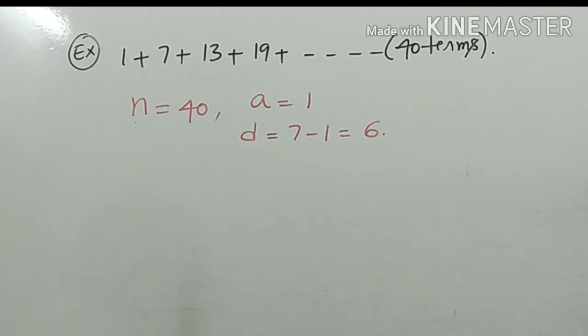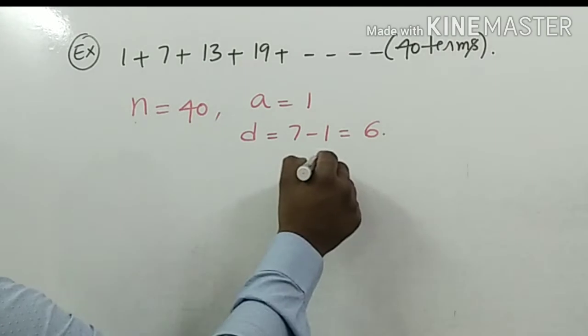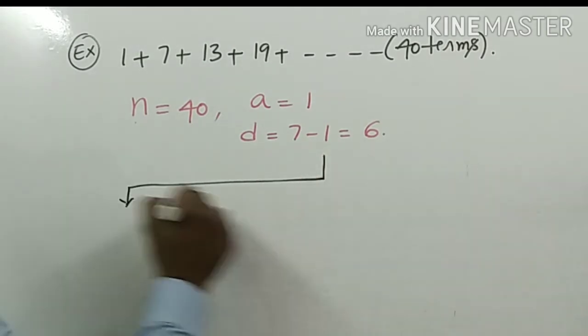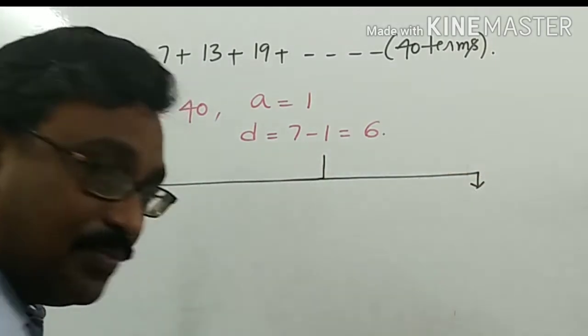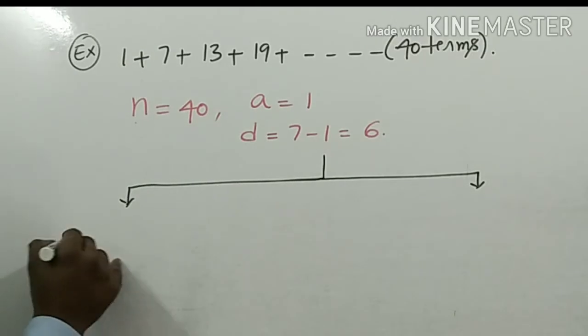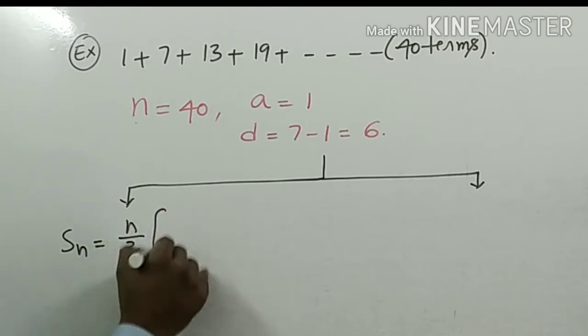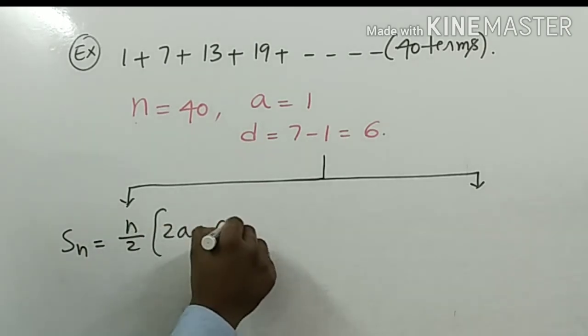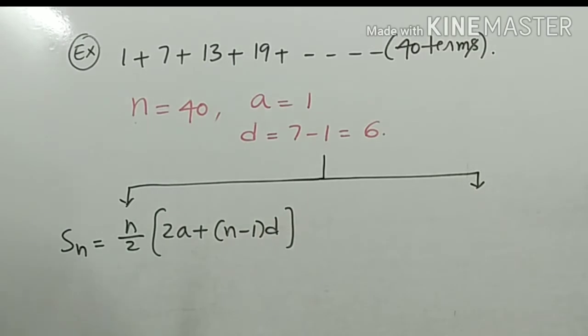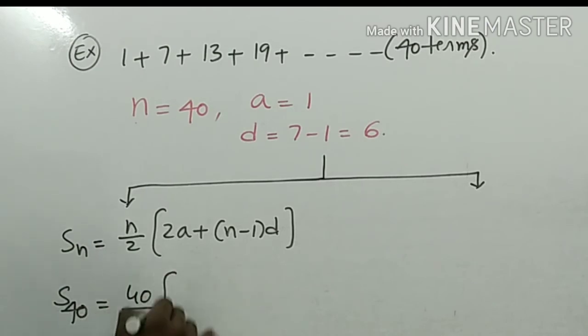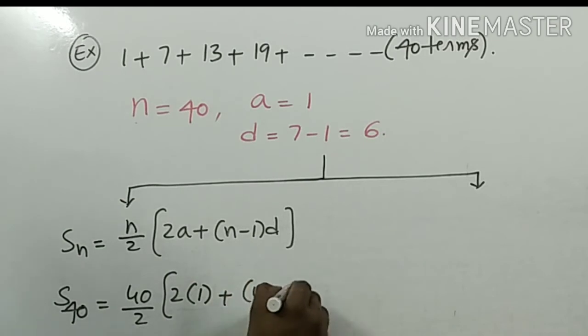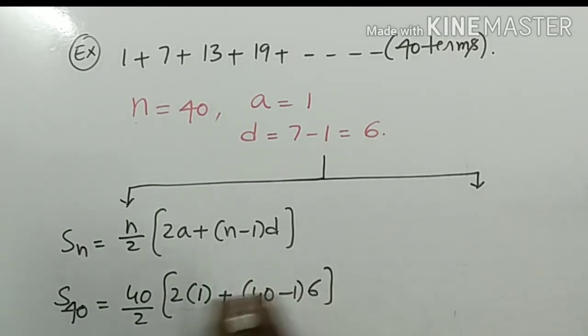I'll teach you this answer in two different ways. You can observe the two ways and you can follow any one of the ways. First way, direct one. Sum of n terms in AP, direct formula: n by 2 into 2a plus n minus 1 into d. Sum of 40 terms: n by 2, 40 by 2. 2a, a is 1. 40 minus 1, d is 6.